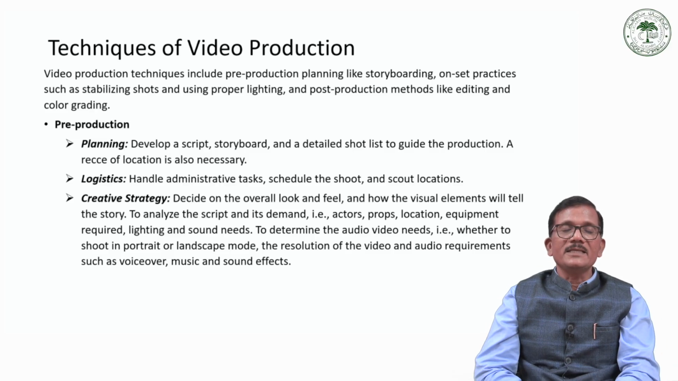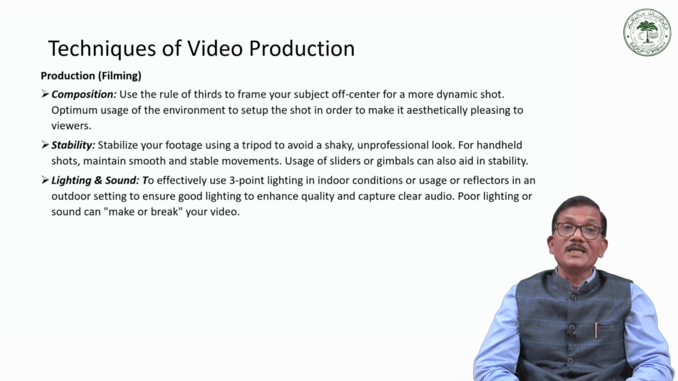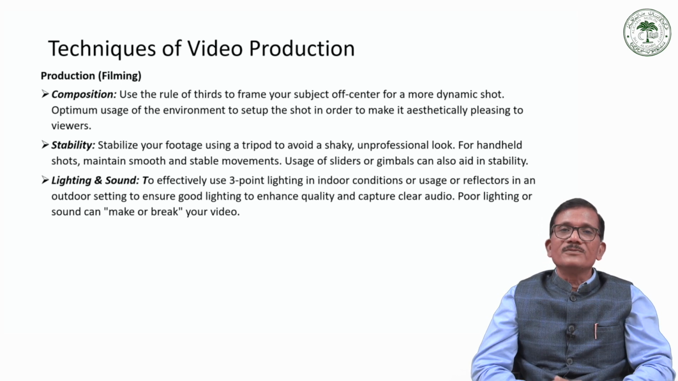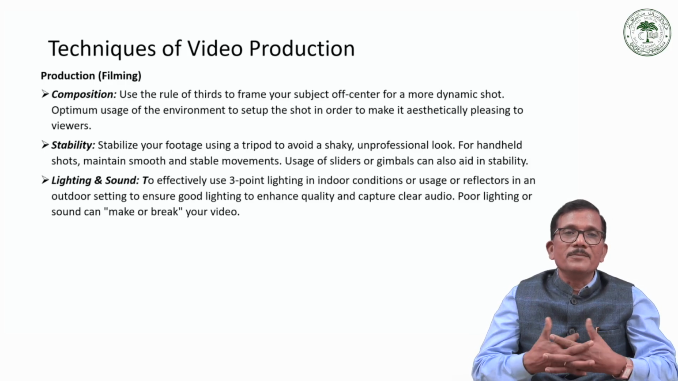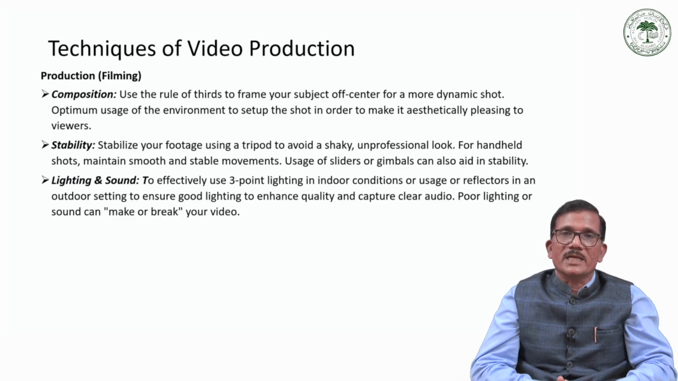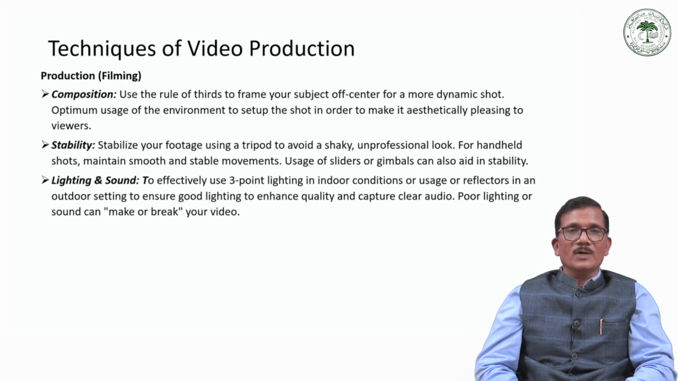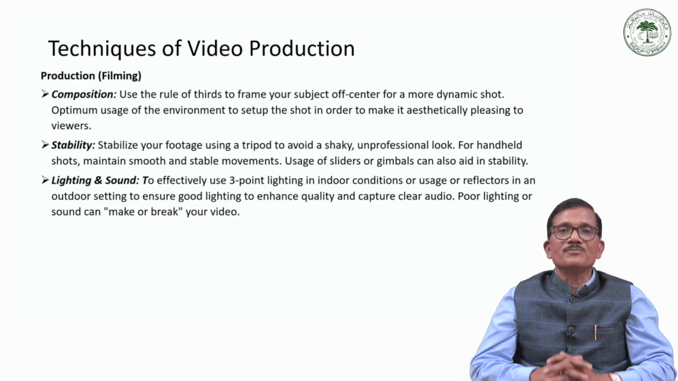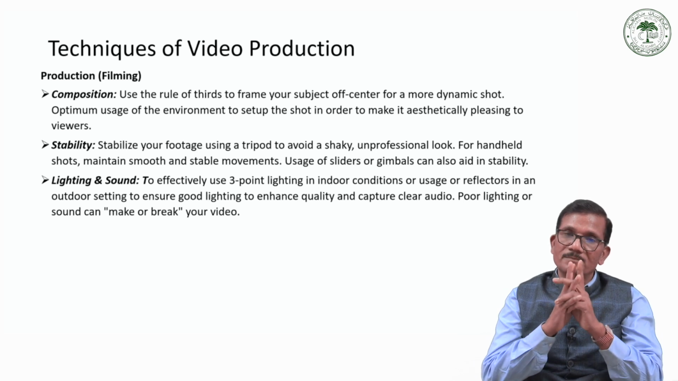Okay, and the real production stage is the second stage, video production, techniques of video production. What has to be taken care of during this stage? Production is all about filming, capturing the shots, capturing the visuals. And there are 3 important parts of it. One is composition. Use the rule of thirds to frame your subject off-center for a more dynamic shot. So the rule of thirds must be followed.